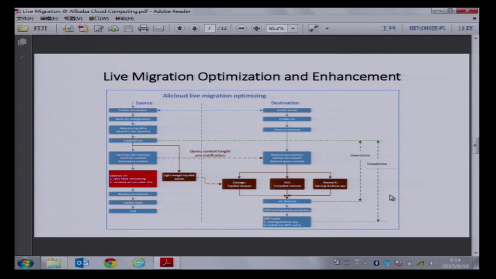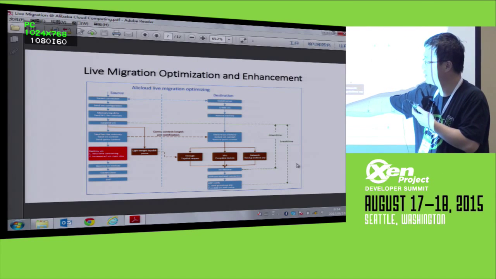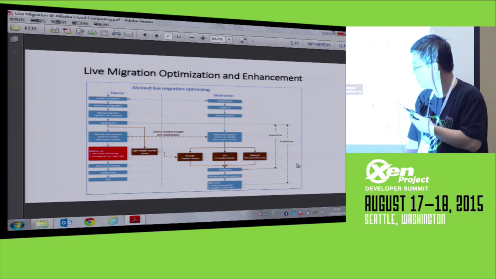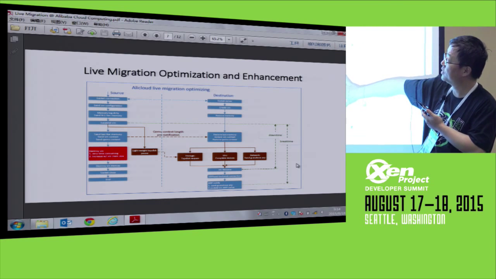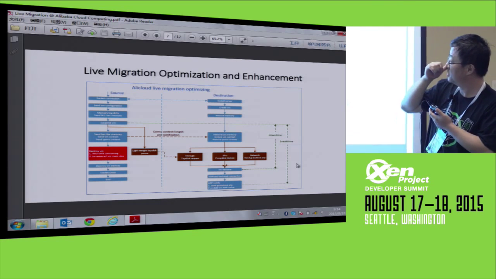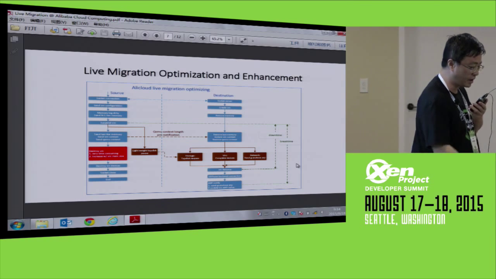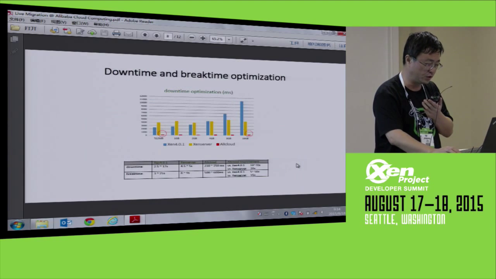In fact, after this point, the VM works very well at the destination side. This is our optimization for the downtime and break time. I have some data to show our optimization result.